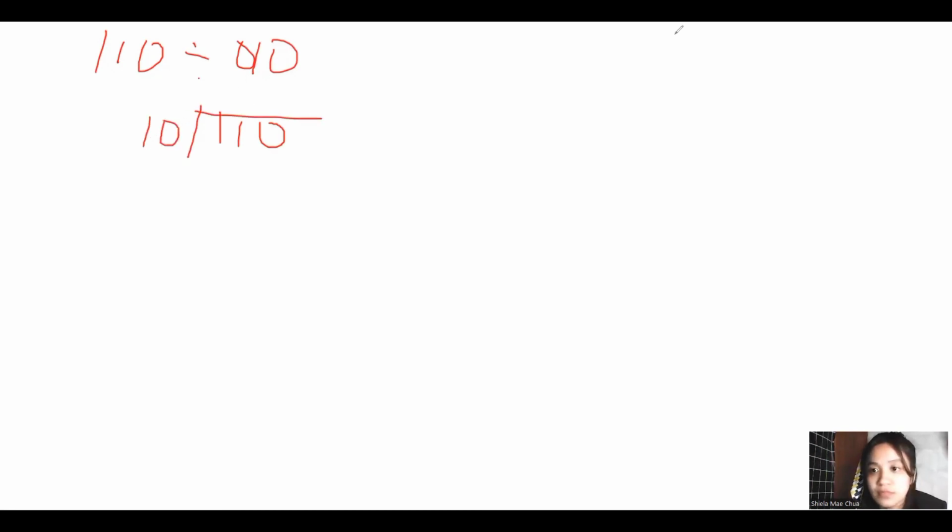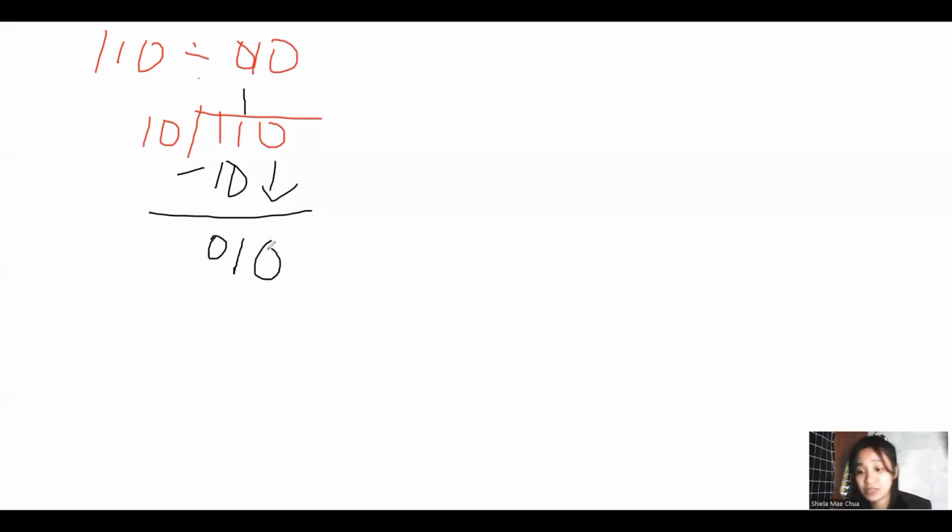Now, is 1, 1 greater than or equal to 1, 0? Yes. So we will put 1 here and 1 times 1, 0 is 1, 0. Now, perform the subtractions. 1 minus 0 is 1. And 1 minus 1 is 0. Now, we can bring down 0 here. Is 1, 0 greater than or equal to 1, 0? Yes. So we will put 1 here and 1 times 1, 0 is 1, 0.